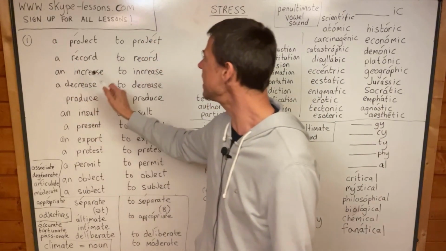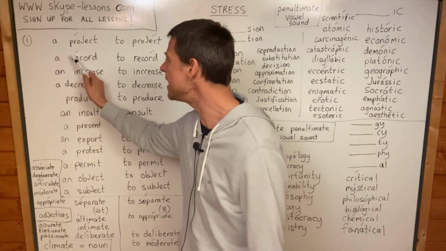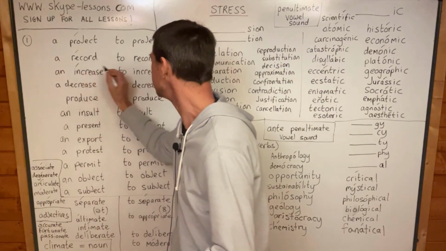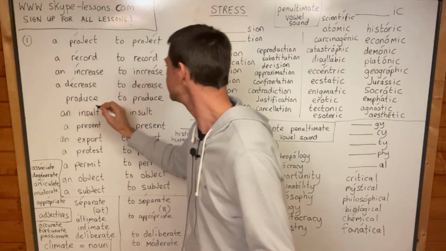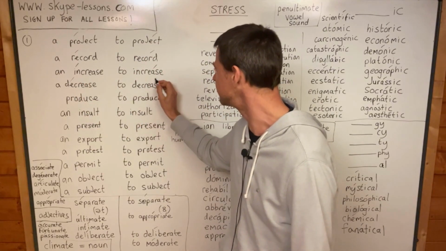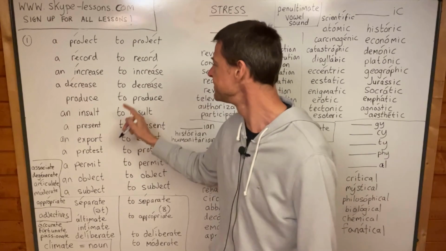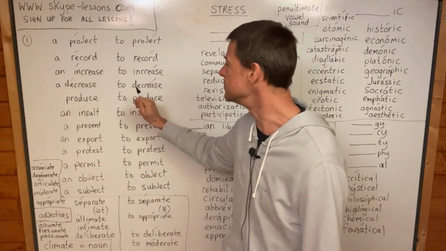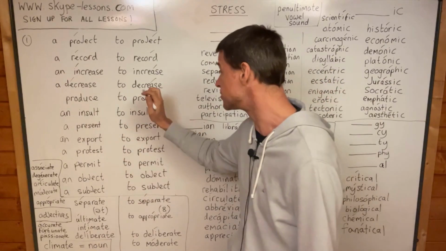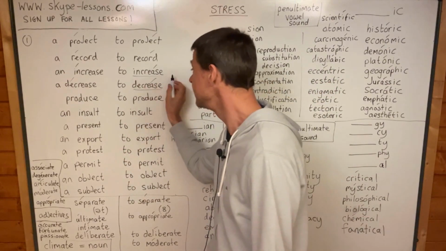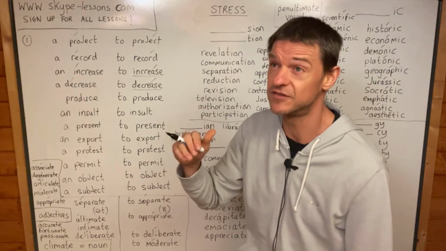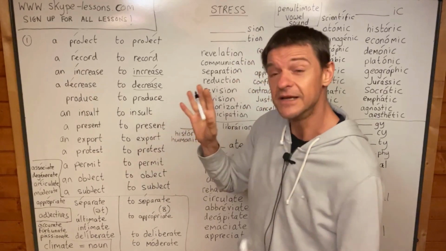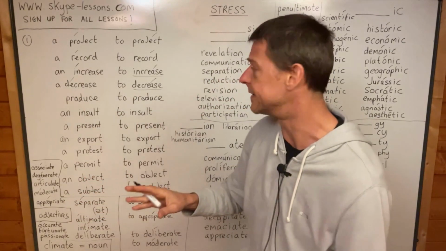But a project, to project, a record, to record, an increase, to increase, a decrease, to decrease. Yeah, a decrease, to decrease. I must admit, with decrease, I can imagine people saying to decrease as well. I can imagine both pronunciations for the verb. Same goes for increase, to increase. I can imagine both pronunciations being used, but I just want to look at the general pattern here, because there is a pattern.